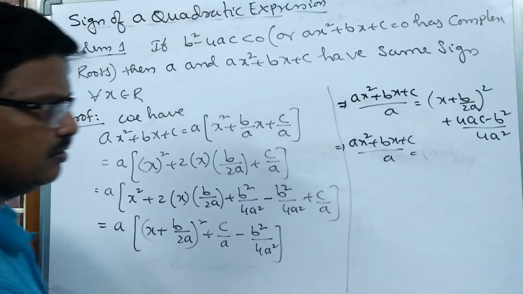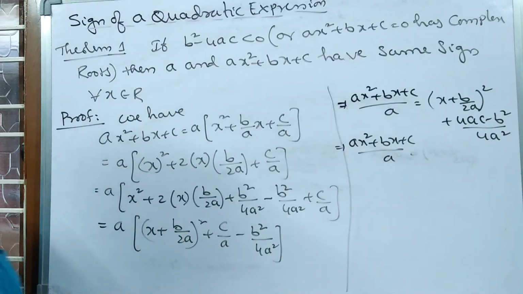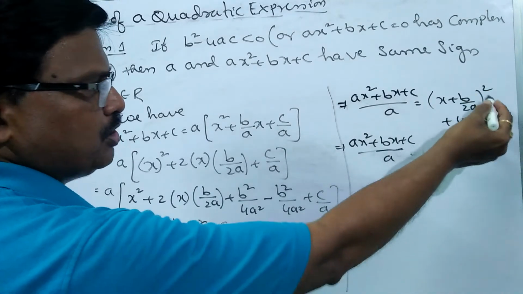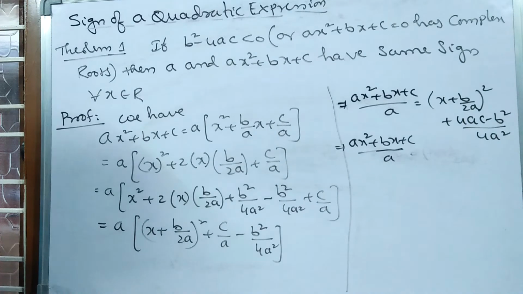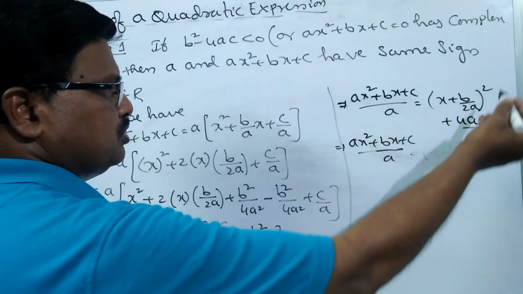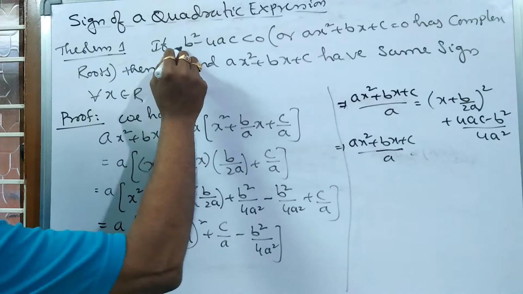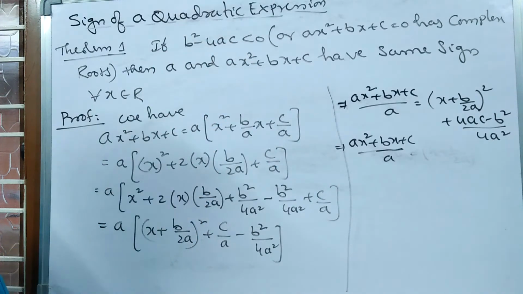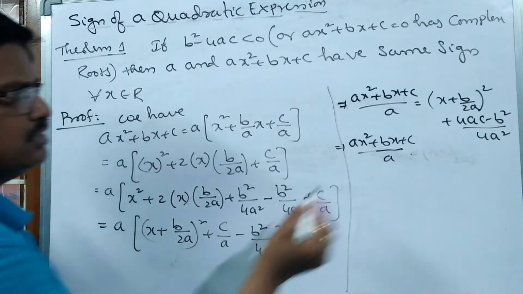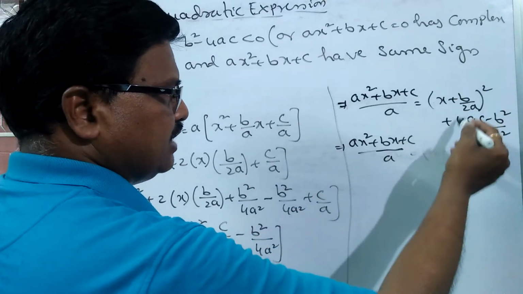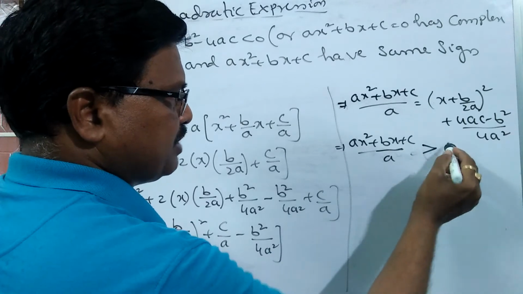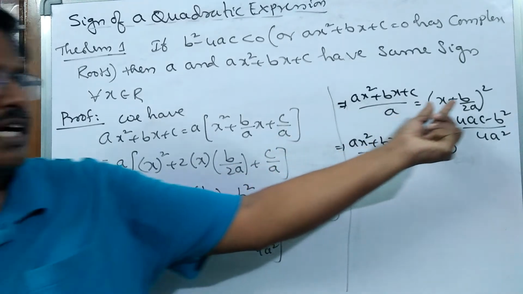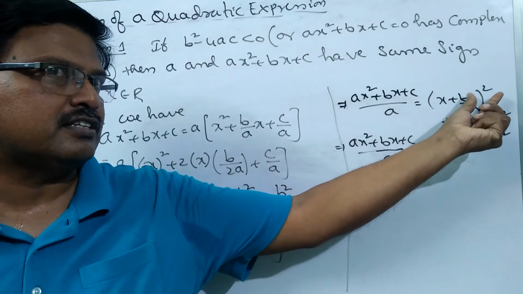Otherwise, if you see here, directly I am writing x plus b by 2a whole square. X plus b by 2a whole square is always positive. Why? Because it is a perfect square. And 4ac minus b square: b square minus 4ac is less than 0. If you multiply with minus sign on both sides, 4ac minus b square is greater than 0. That means this is a perfect square and this is also positive. It is a perfect square means it is always positive.